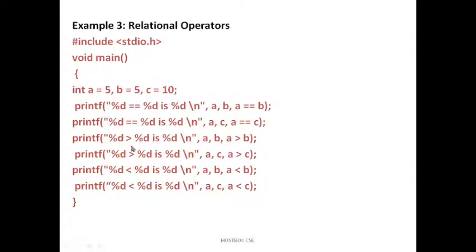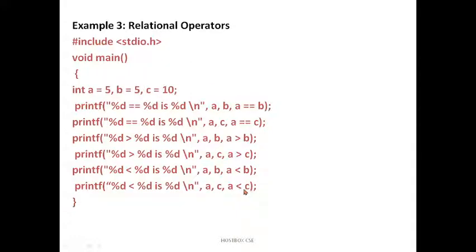Similarly, I am going to check whether comparing a comma b value, whether a is not equal to b or not. We already know both are equal, so it will print the false value. And here I am going to check is a greater than c. A value is 5 and c value is 10, so a is greater than c means no, it will print false only, or 0. Then similarly, I am checking a less than b or not. Both are equal, so it will say false only.